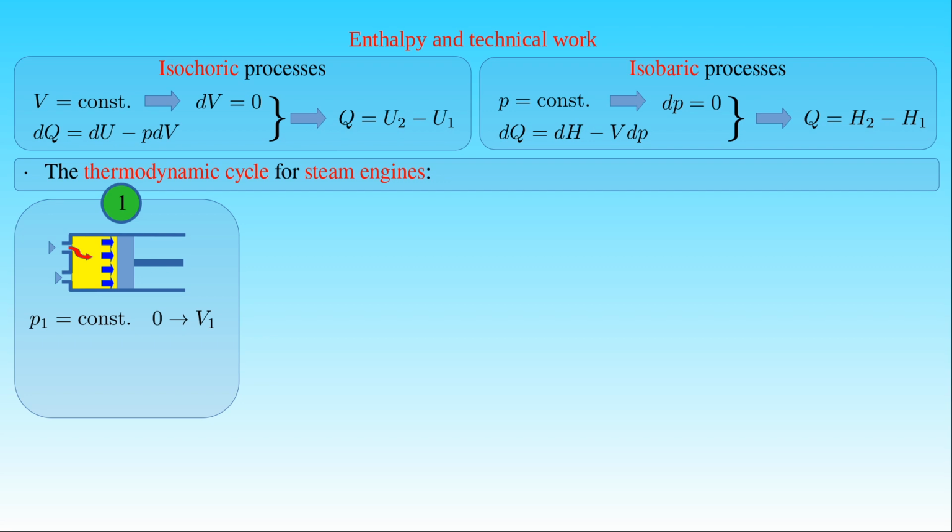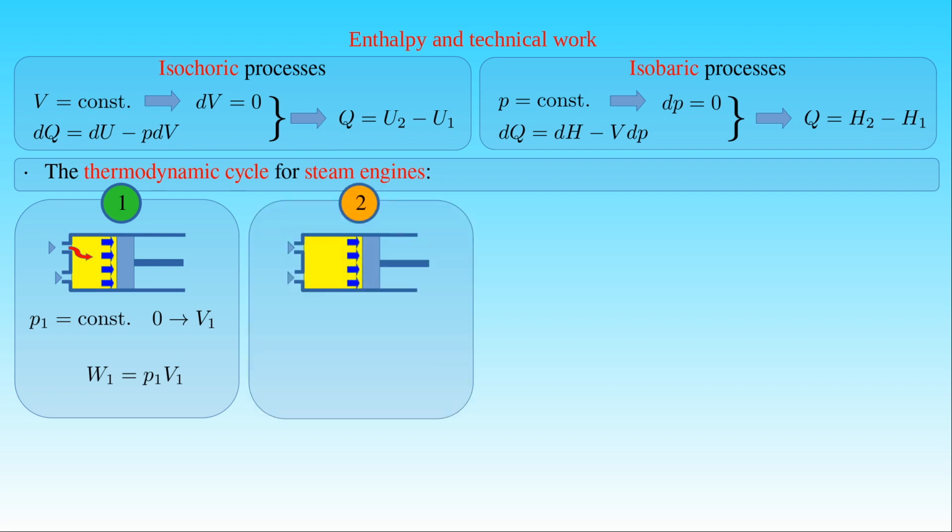The work done by the gas is given by the product of the constant pressure P1 of the gas and the change V1 in its volume. In the second process, the chamber is closed but the gas expands and moves the piston, further increasing the volume of the chamber to the volume V2. Since the gas is not allowed to enter the chamber, the pressure of the gas drops to the pressure P2 during its expansion.